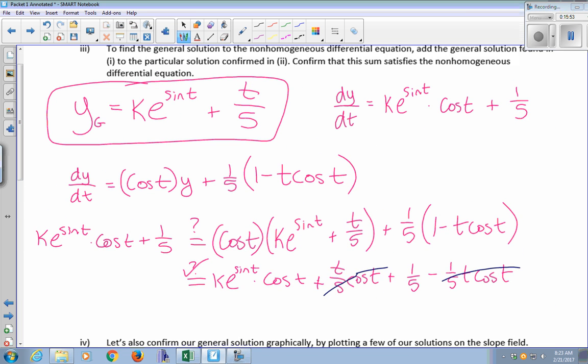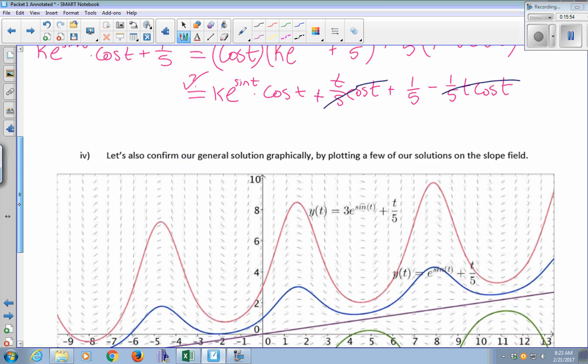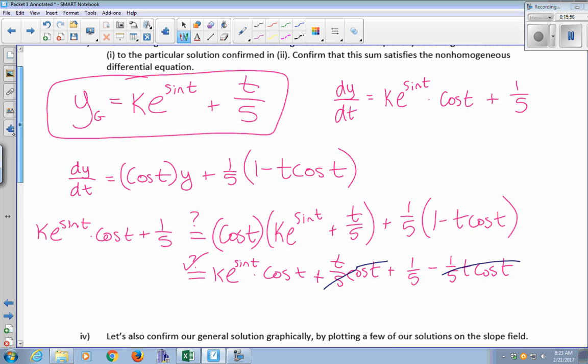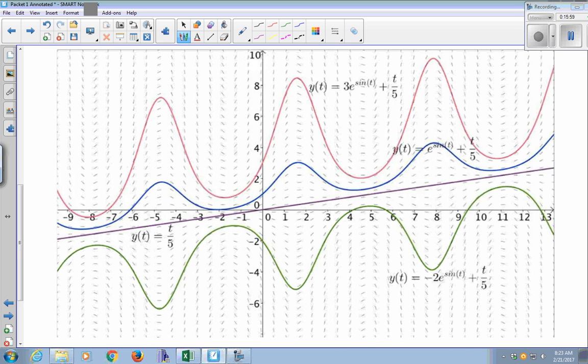And that is the particular solution that corresponds to k being 0. Right? And then we have other solutions for different k's. So I have when k is 3, when k is -2, and when k is 1. And you can see that those curves perfectly follow the slope field. They do appear to be solutions.